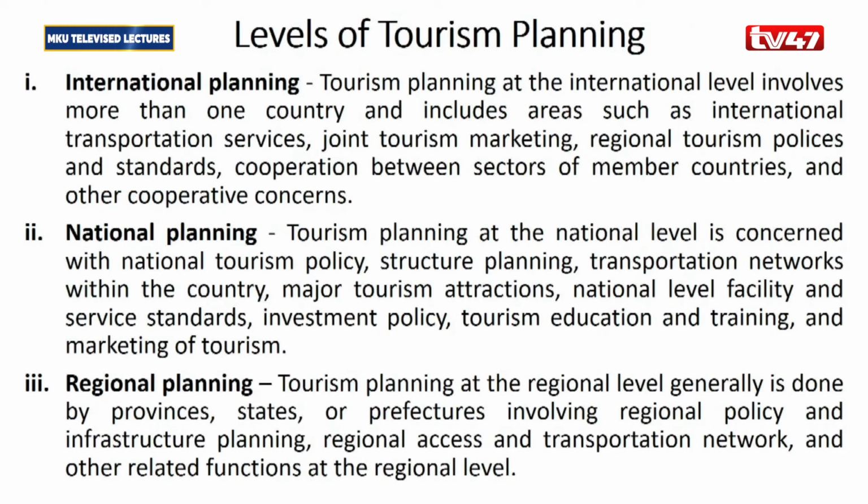And this is mostly done by the UNWTO, where member states or member countries come up with different protocols and policies, and also come up with a specific plan that is aimed at developing tourism at the international level. So international planning means we are coming up with joint tourism marketing, regional tourism policies and standards, and also cooperation among member countries. Then national planning is like the one that is done at the national level.